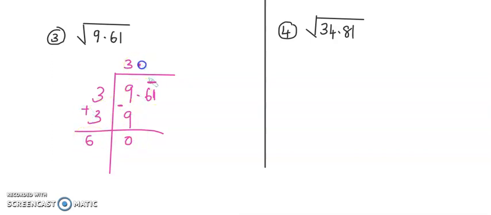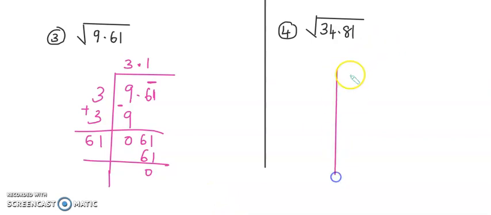Decimal place, take it up, bring down the pair. 61, very clearly 61 ones are. Correct? So we get a 0. So the answer is 3.1. Hope this is clear. Next, 34.81. So I have 2 numbers on the left and I have 2 numbers on the right of the decimal.